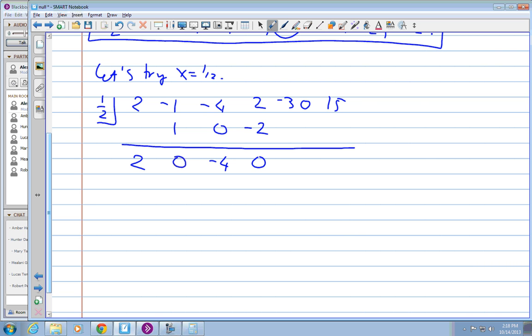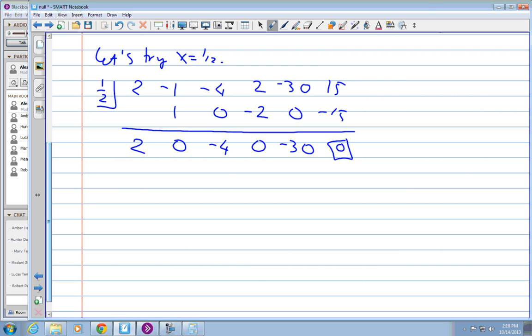Is that right? 1/2 times 0 is 0, so negative 30 comes down. Negative 30 times 1/2 is negative 15. So we do get 0 in the end. So yes, 1/2 works. Right? Let's see what we have left. This quotient right there. You see it has few zeros in there?